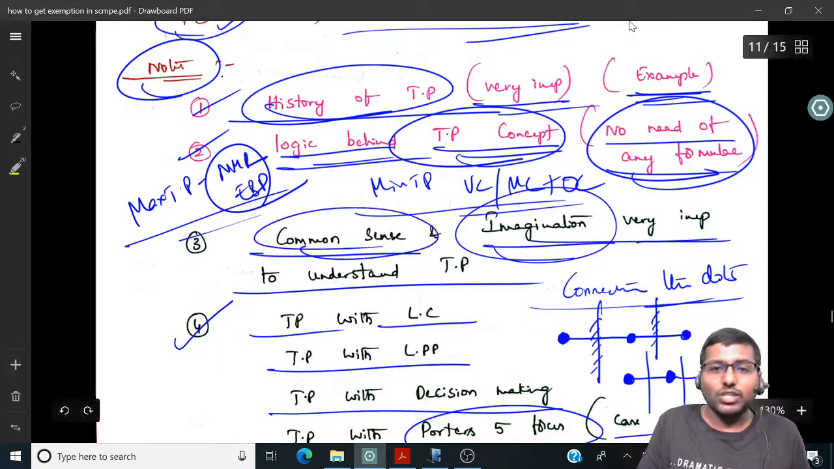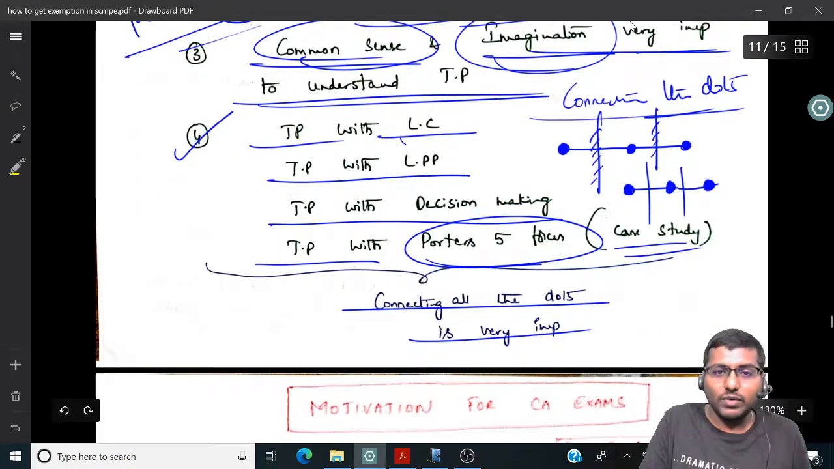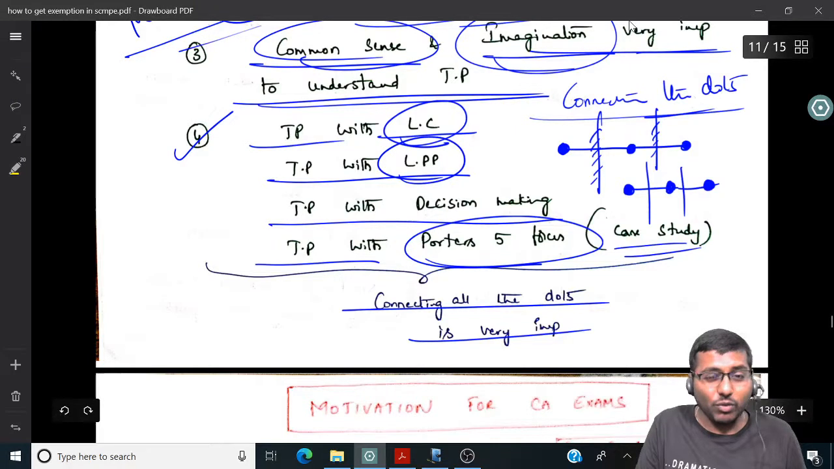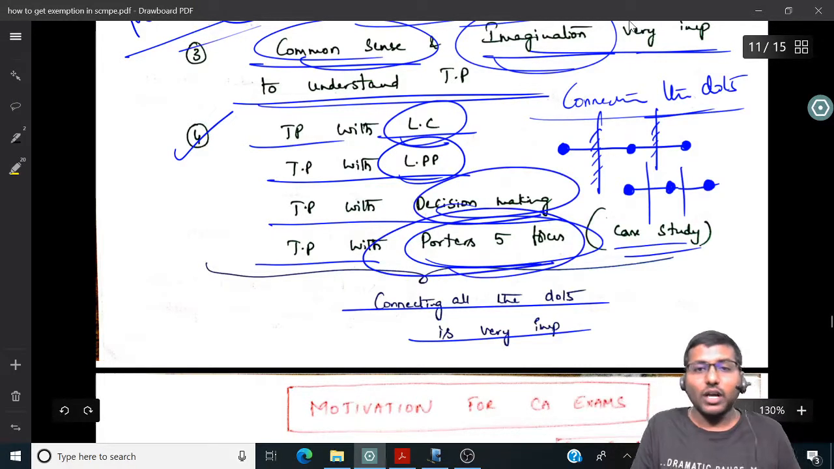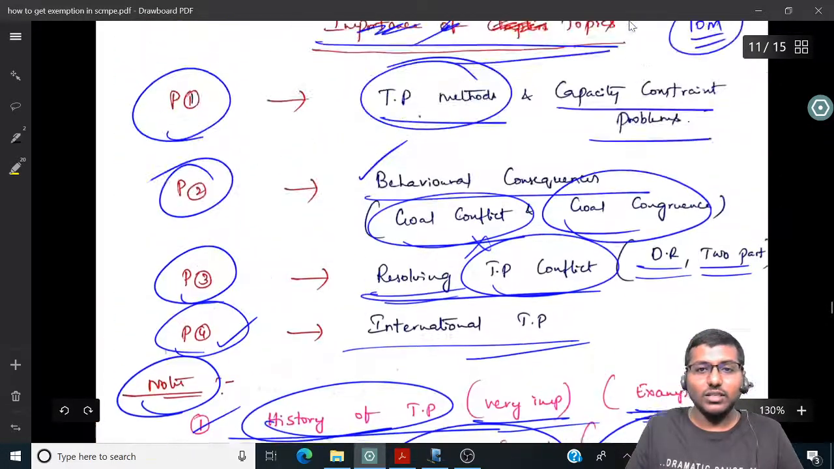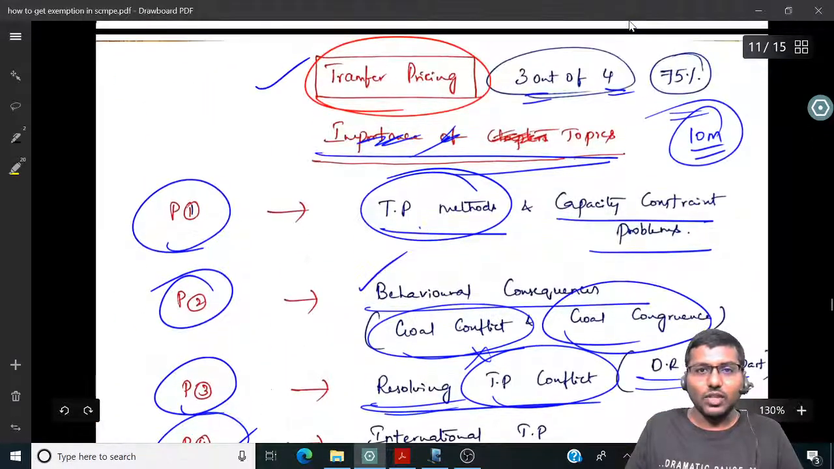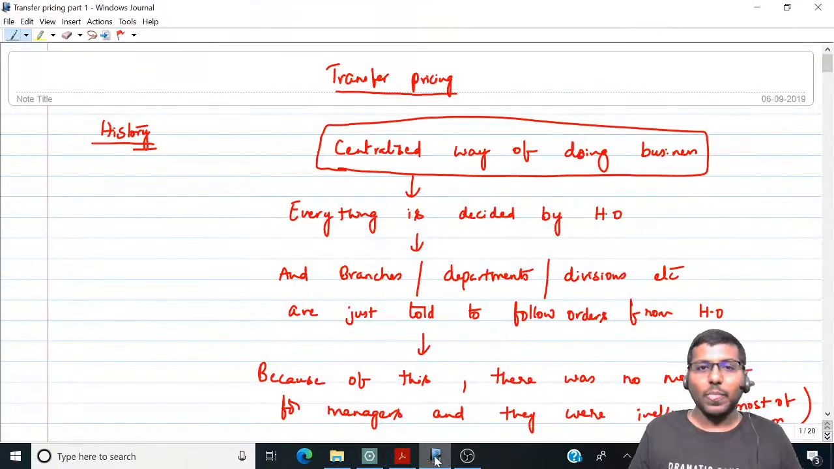Common sense and imagination, very important to understand TP. And of course, connecting the dots. TP with learning curve, TP with linear programming problems, TP with decision making, TP with Porter's five forces. Got it? Connect all the dots, and that is very important if at all you want to get expertise in this particular chapter. Got it, guys? Yeah. Anyway, chalo, let's go and see.